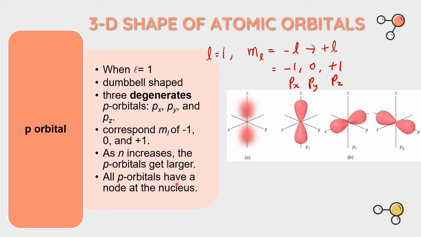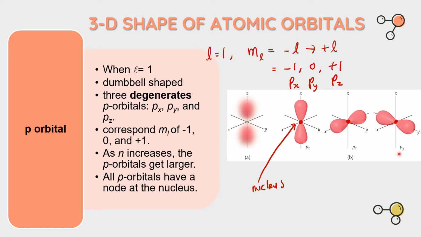And all p orbitals have a node at the nucleus. So where is the nucleus of p orbital? The nucleus is located at this center. Okay, so this center is actually the nucleus in p atomic orbital. And as you can see in this PZ, PX and PY orbital, how can you draw the 3D shape of this orbital adalah dengan melukis dua kelopak ini.